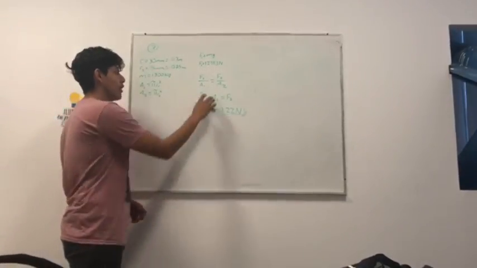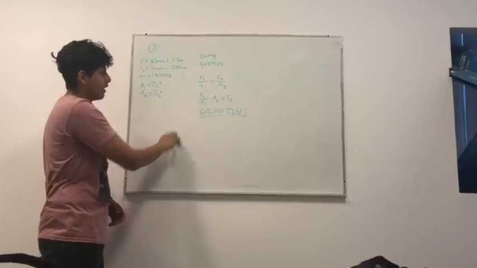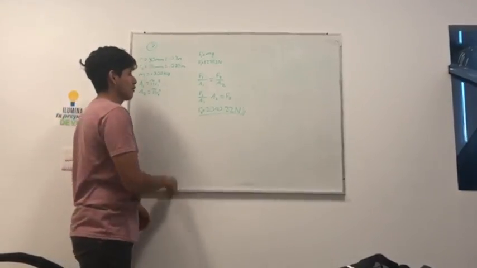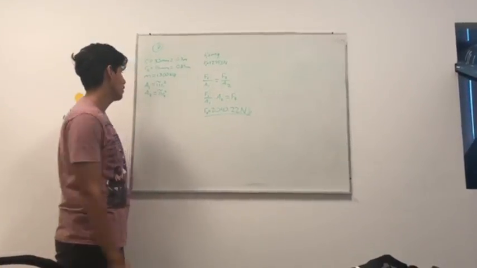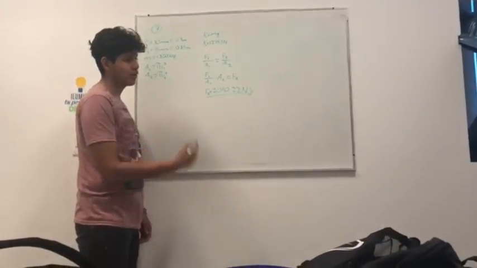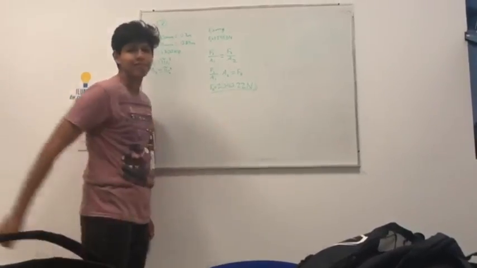So now we clear area 2 from here to the other side. And it's going to be multiplying, so it's going to be force 1 over area 1 times area 2 is equal to the force 2. We already have all the data, we only substitute, and we get the force 2.